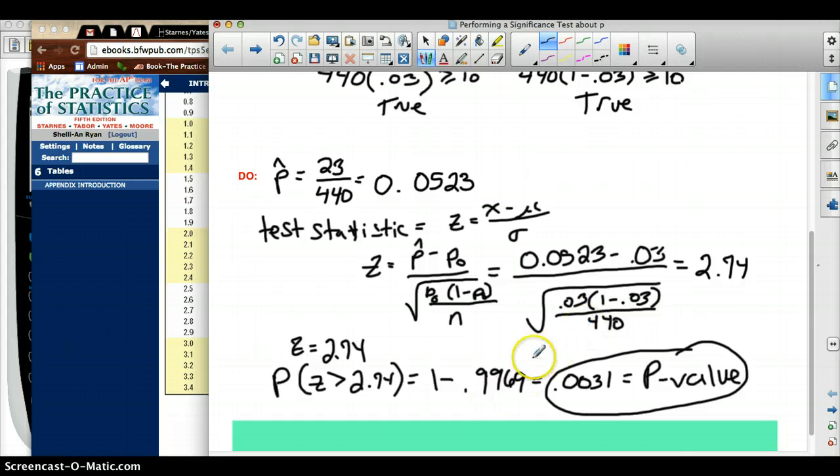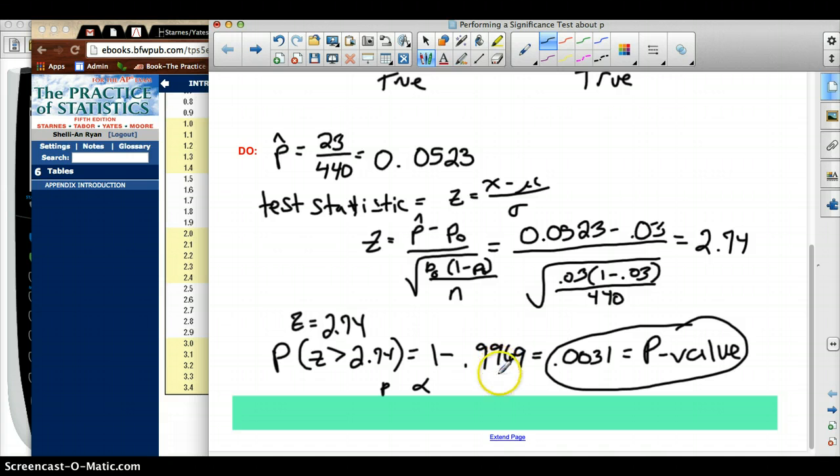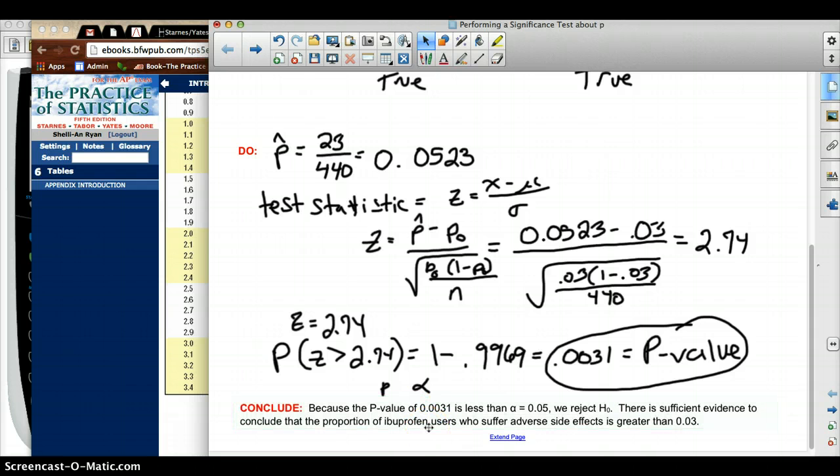So now, remember we have a p-value. We want to compare the p-value to your alpha value. Depending on what the relationship is, whether it's greater than or equal to, or whether it's less than, that determines if you reject the null hypothesis or fail to reject the null hypothesis, which is what you state in your conclude step. Because the p-value of 0.0031 is less than alpha equals 0.05, we reject the null hypothesis.